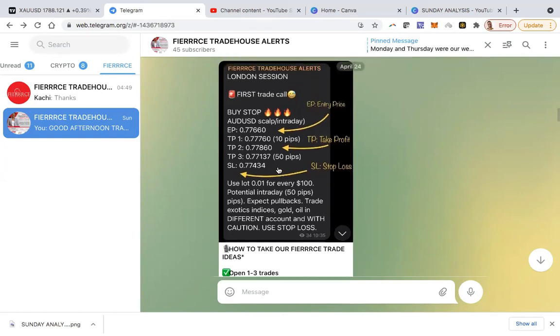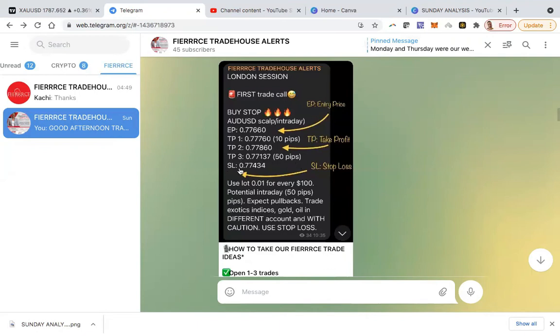So in case you're in this alerts group, or if you ever want to take our alerts and you haven't yet gone through this pinned post, it's right here. It shows you an example trade of AUD USD, a scalp or an intraday trade, depending on what you want to do. Scalp meaning you want to scalp maybe 10 or 20 pips. TP1 is usually 10 pips. TP2 is usually 20 pips, and then TP3 is the maximum pips that I'm anticipating the trade will go to.